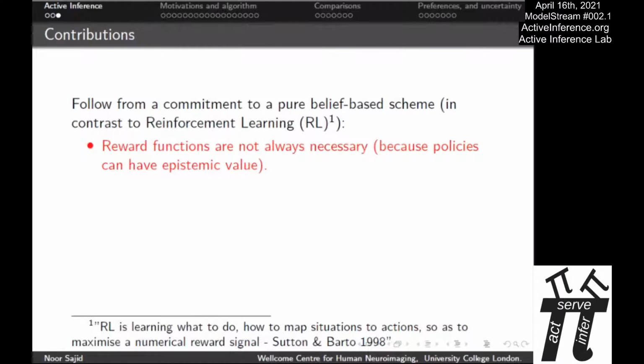But to properly motivate why we would want to use active inference in comparison to generic reinforcement learning algorithms, we need to first start off with this understanding that within active inference, there's a commitment to a pure belief-based scheme, which means that reward functions are not always necessary, because any policy has epistemic value, even in the absence of preferences. Additionally, active inference agents can also learn their own reward functions, and this helps the agent describe the type of behavior that it expects to see itself, as opposed to something that it would get from the environment.